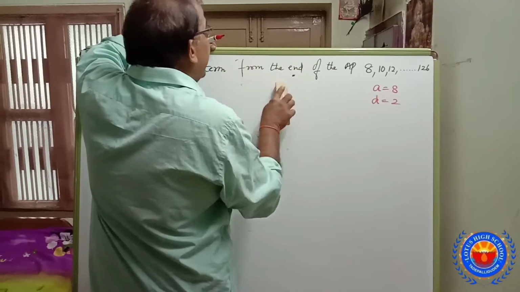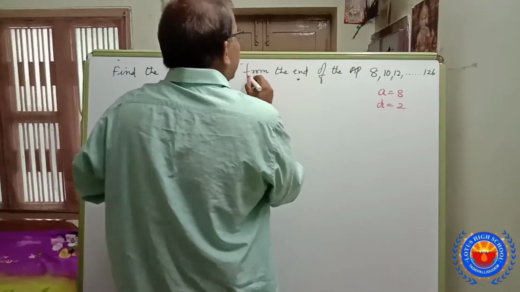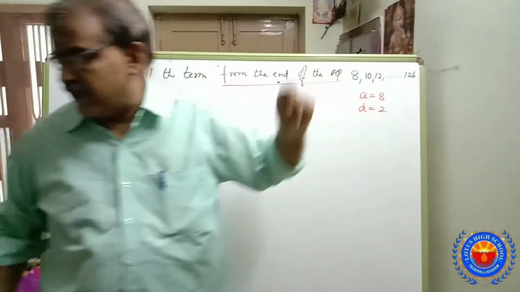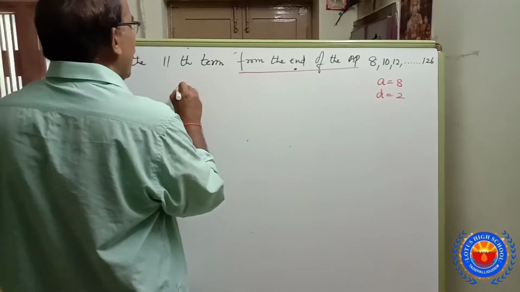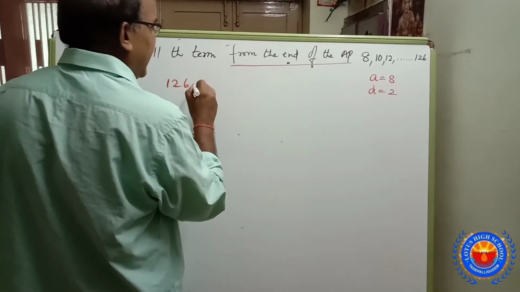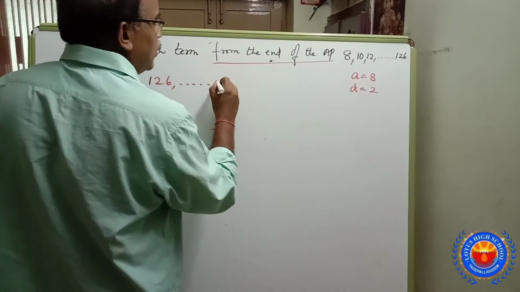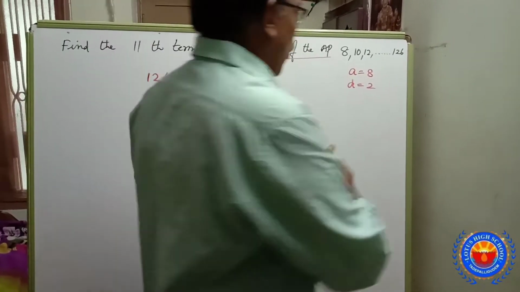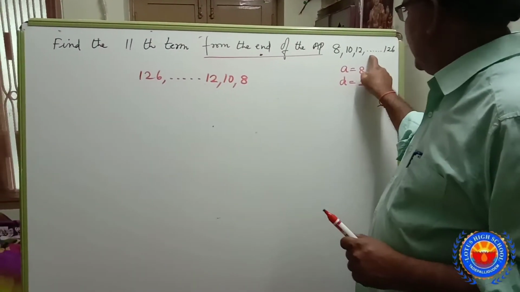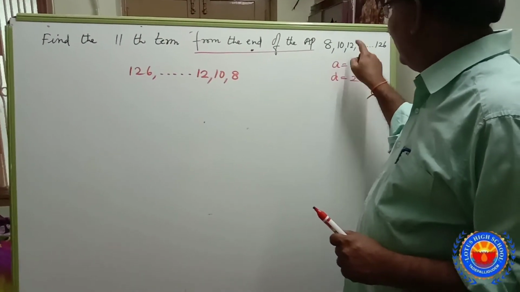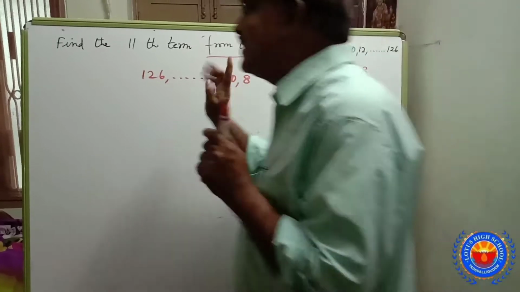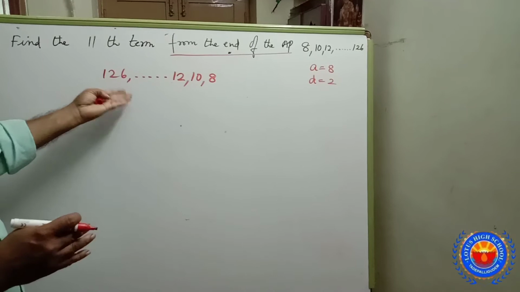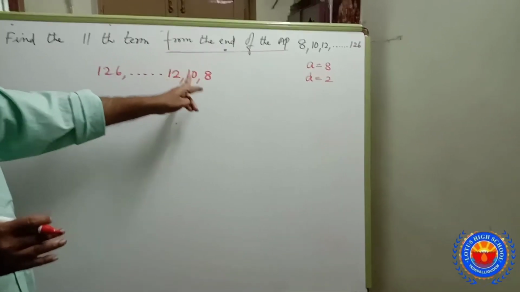From the end of the AP. End of the AP means we have to start from back. The AP is 126, and so on, 12, 10, 8. This is the AP. Actually, I have rewritten it in this way: 126, 12, 10, 8.